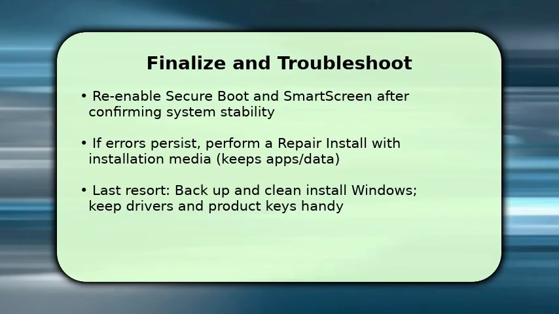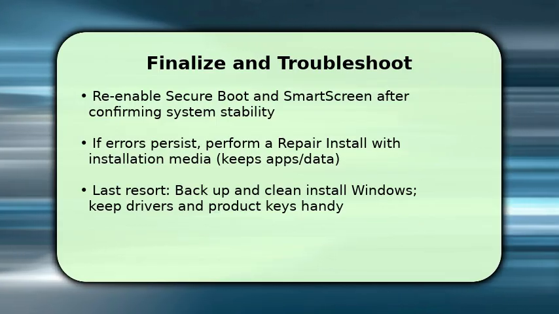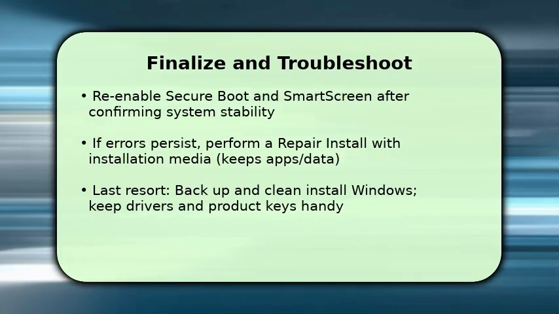Once repairs complete, re-enable Secure Boot and SmartScreen, then reboot and confirm Windows boots normally and apps run. If errors persist, perform a repair install using installation media to refresh system files while keeping apps and data. If that still fails, back up everything and do a clean install.